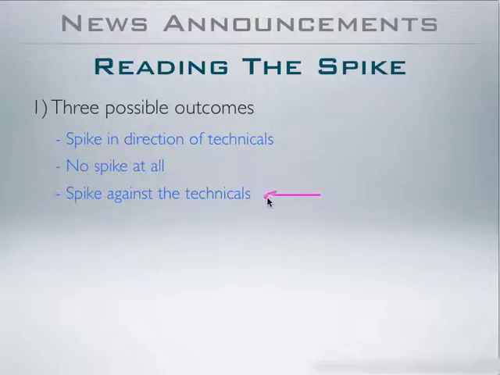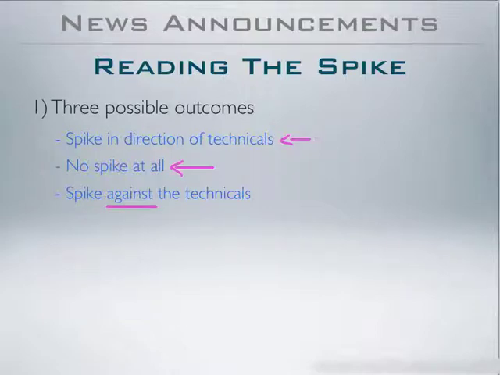This is obviously the ugliest of all situations. You would obviously wish for the news to spare your trade and deliver heavy momentum in the direction of the technicals, or at the very minimum, you would like to see the news not meddle with your trades at all. No spike at all, so you can trade your trading system without any interruption whatsoever. That would obviously be the two ideal situations. However, I am afraid that the markets do not always play along. They are not always that nice, and on occasion you will see price spiking against the technicals.